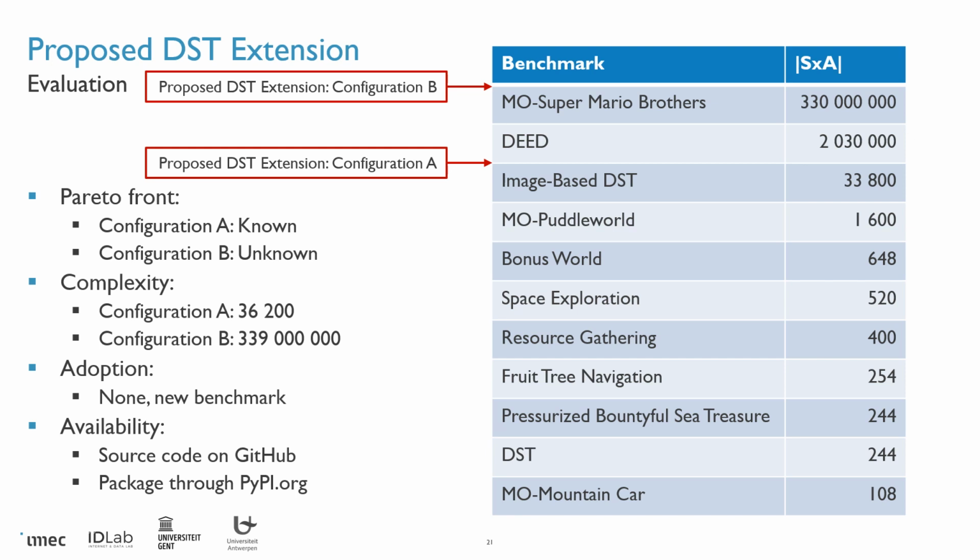If we evaluate our proposed deep sea treasure extension using the same evaluation criteria we used for the other benchmarks, we see that our configuration A ends up 3rd in terms of complexity, with our configuration B becoming 1st. We note that the Pareto front for configuration A is known, while the Pareto front for configuration B is not known. In terms of the size of the state action space, configuration A contains 36,000 state action pairs, while configuration B contains 339 million. Of course, this benchmark being new, there is no adoption yet.